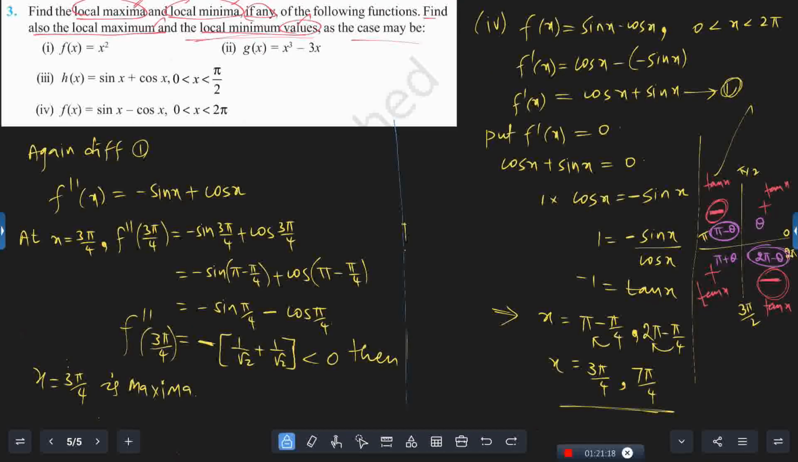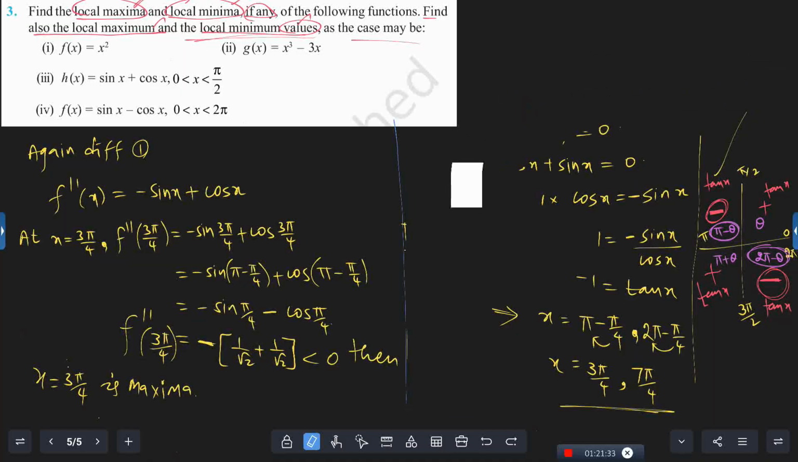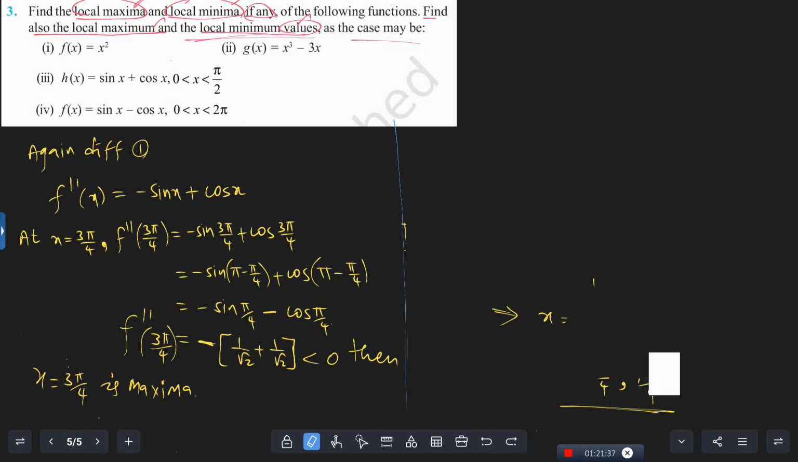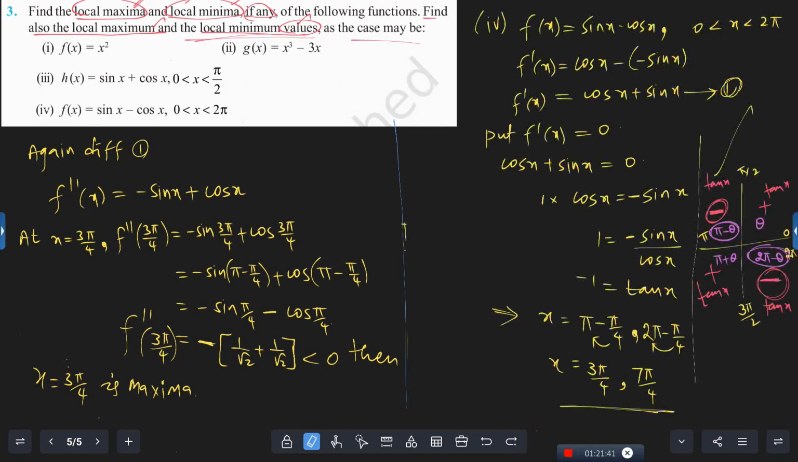7 pi by 4. I need the first page. Can I rub this? Have we done here? Is anyone writing? 7 pi by 4, the next value I want to check. Don't forget. Or else can I take a new page? Better I will take a new page and go to the next page.